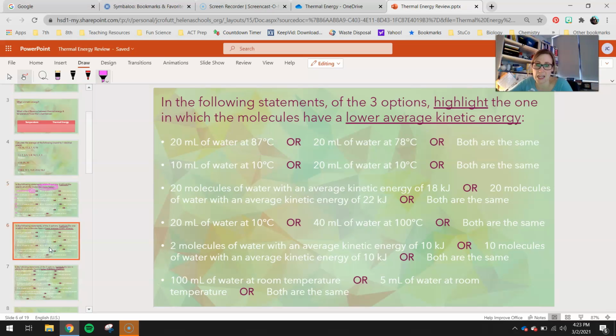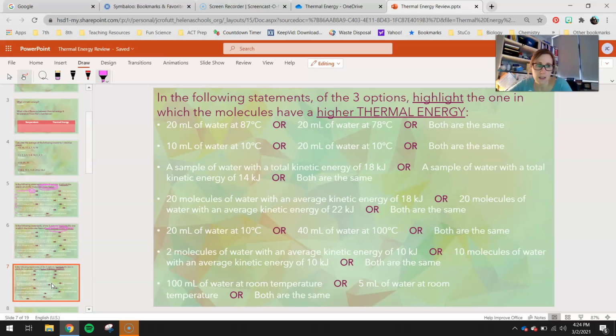Okay, for this one, same setup where you guys have 3 options and you guys are choosing one. This one, you guys are looking at a lower average kinetic energy. So remember, if you have a lower average kinetic energy, you have a lower temperature, and you have a lower speed. Okay, they're moving slower. So looking at these, again, we're looking at average kinetic energy. So the size of the samples don't matter in this scenario.